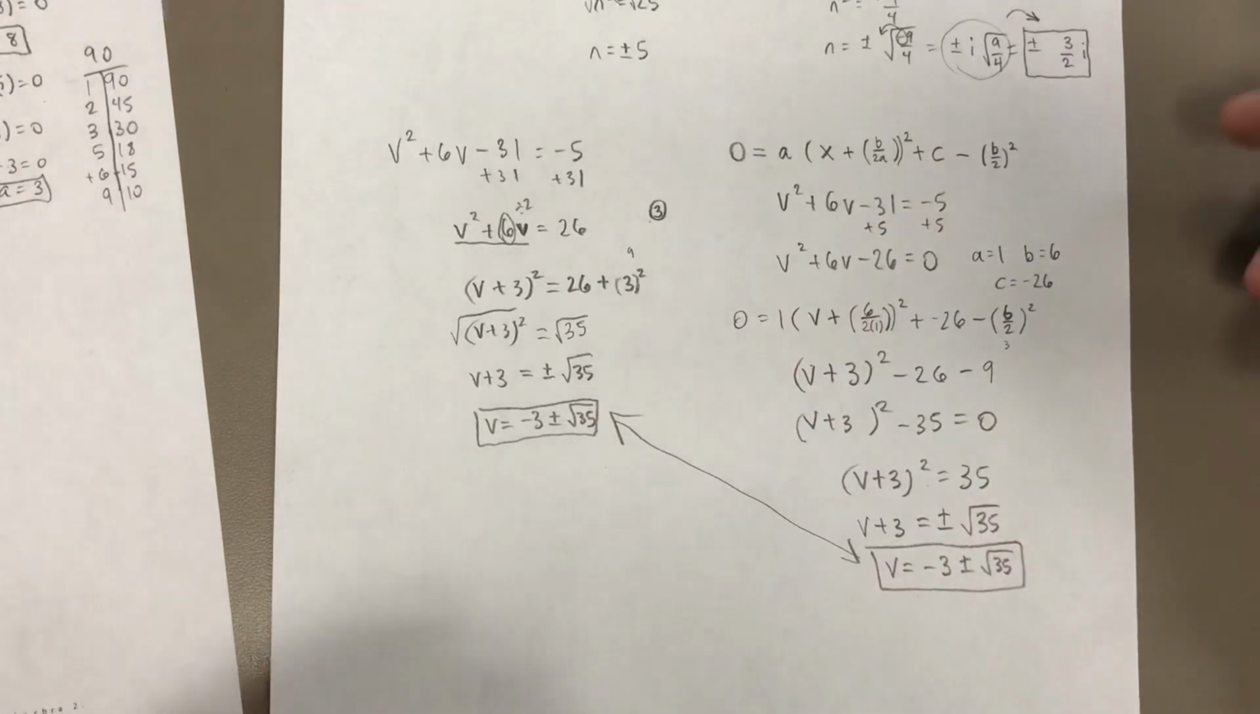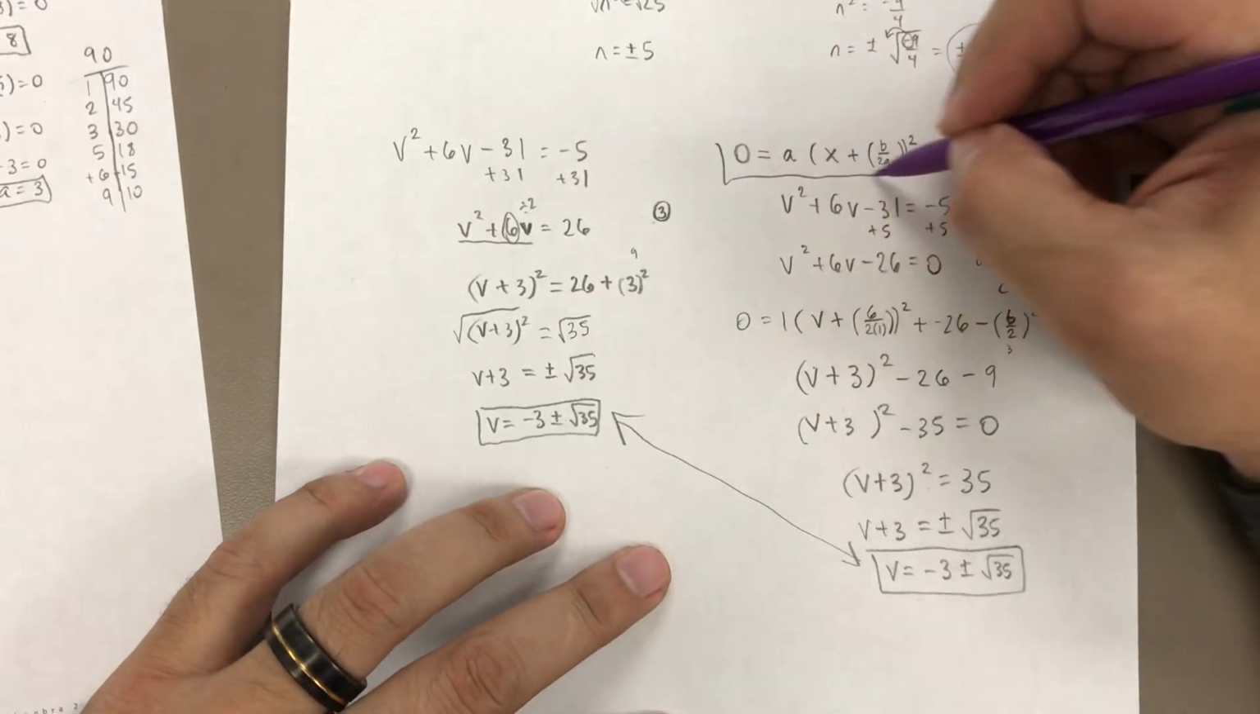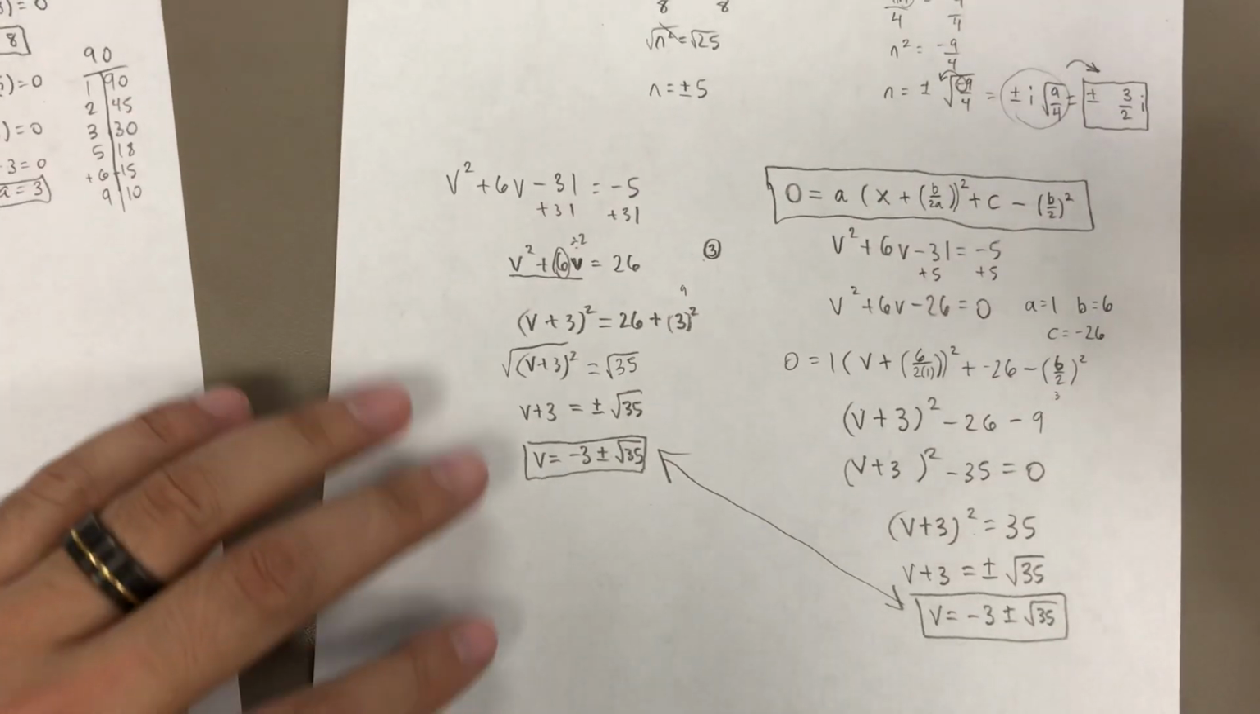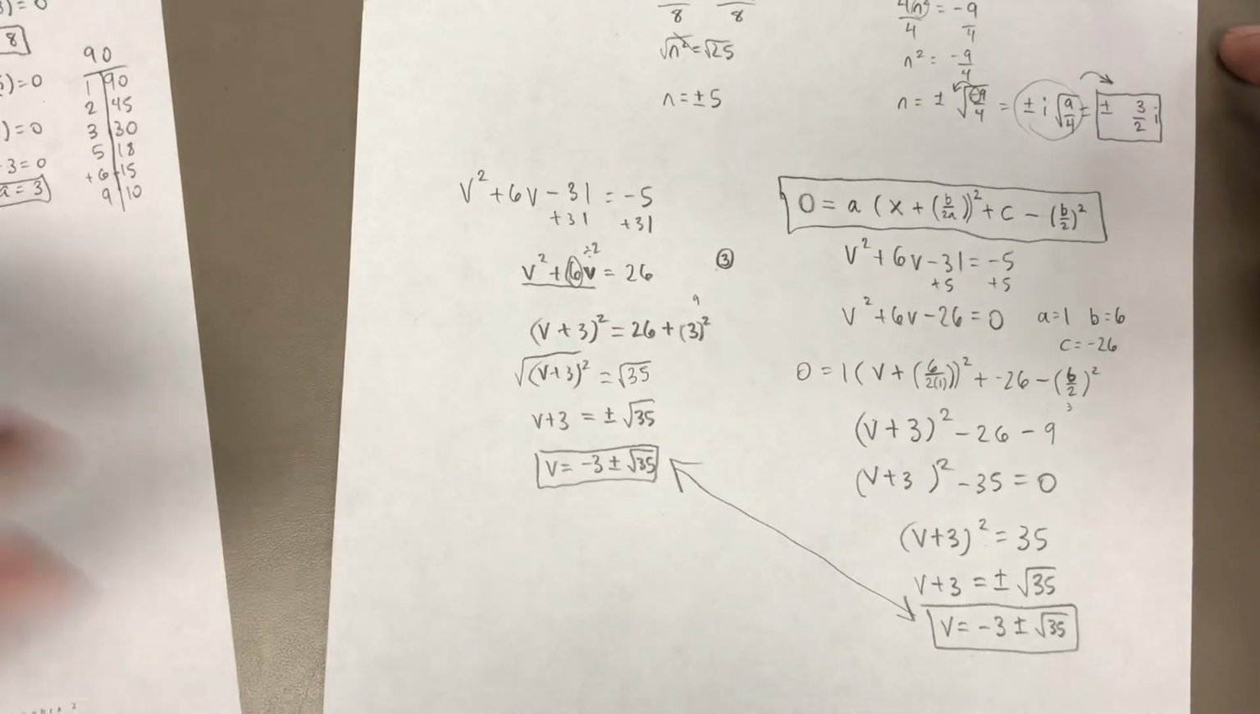There are 2 different ways to do completing the square. You can just memorize this formula, or you can just memorize the method to get to that point. All right, so that's number 11.